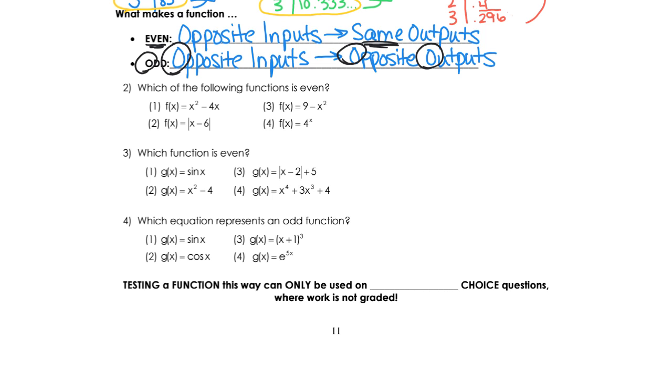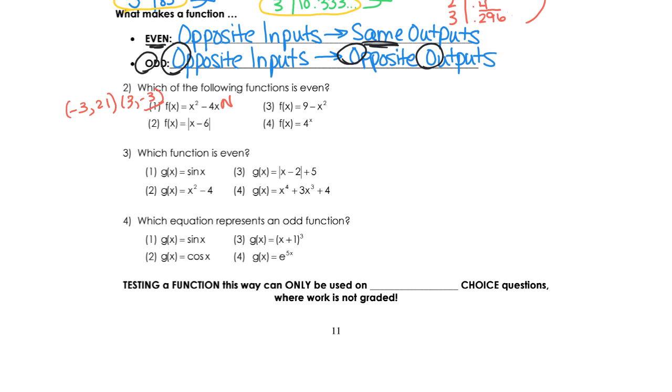So the only way to tell is to go ahead and type in the equation and look at each table. So we're going to go ahead and do the first one in the first choice. And so x squared minus 4x. And if I look at my table, I see -3 is paired with 21, and +3 is paired with -3. Well, those outputs are not the same nor opposite, and so number 1 is a neither.